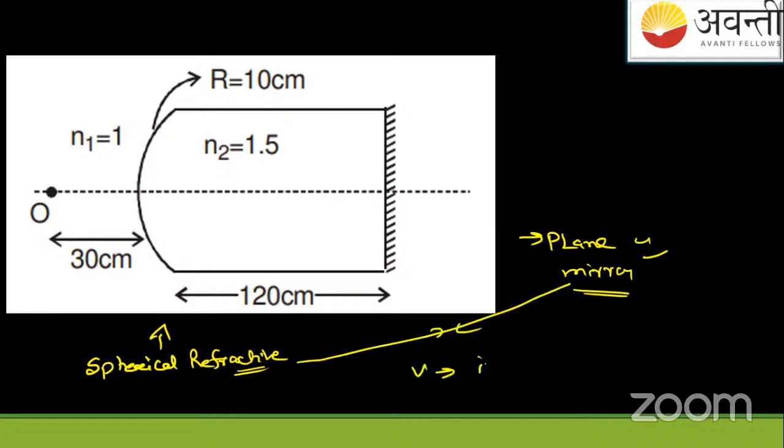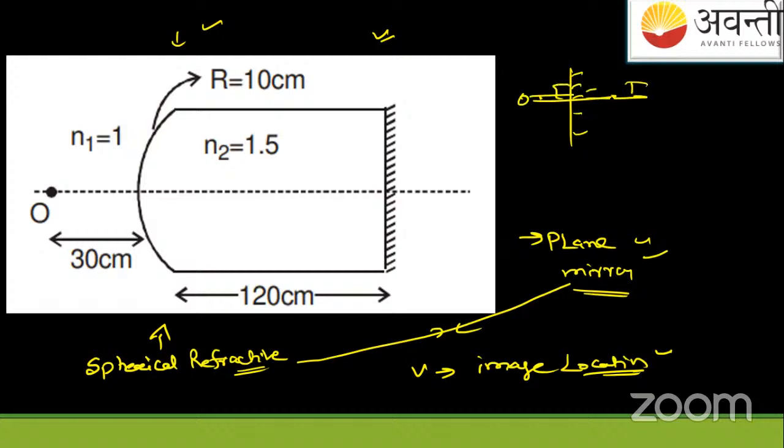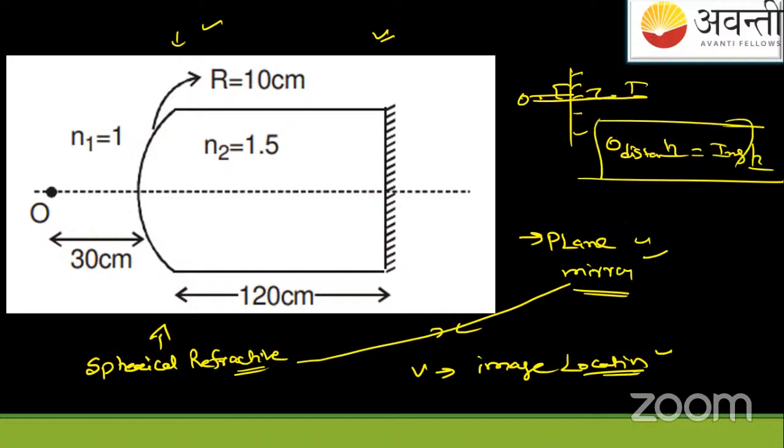And they will ask you the final image location. You can try these kinds of things yourself. I mean, use your brain, use the different formulas. Look, for this you know the formula, and for this also you know, because if a plane mirror is there, object distance perpendicular is equal to image distance perpendicular. Okay, finish.